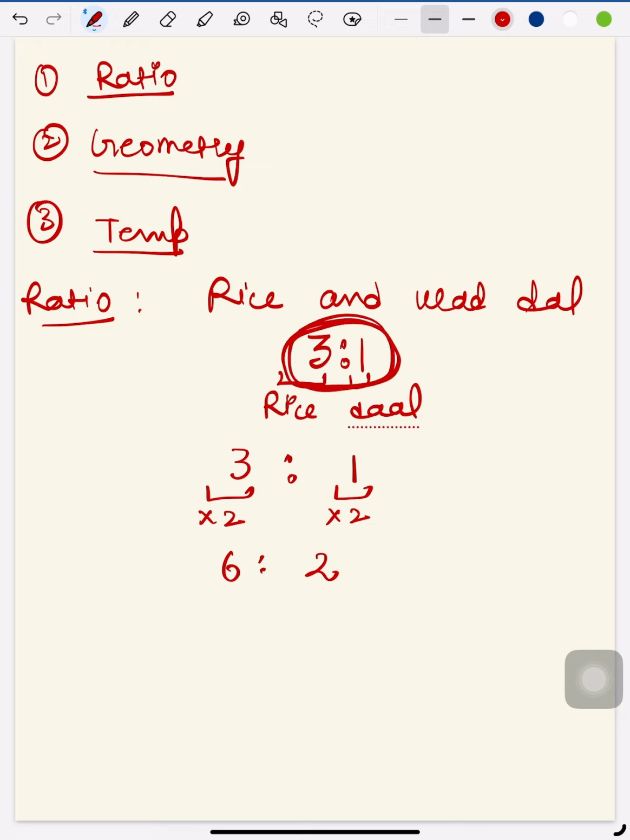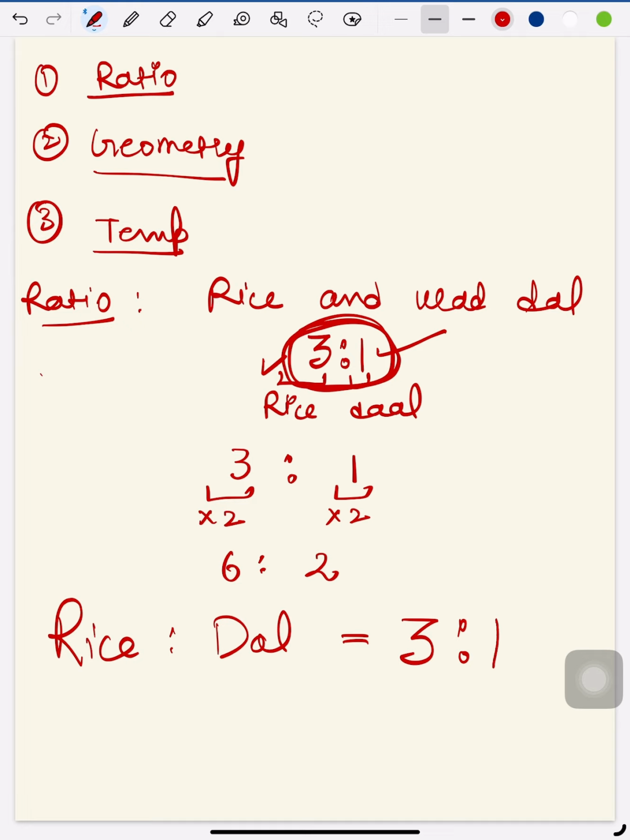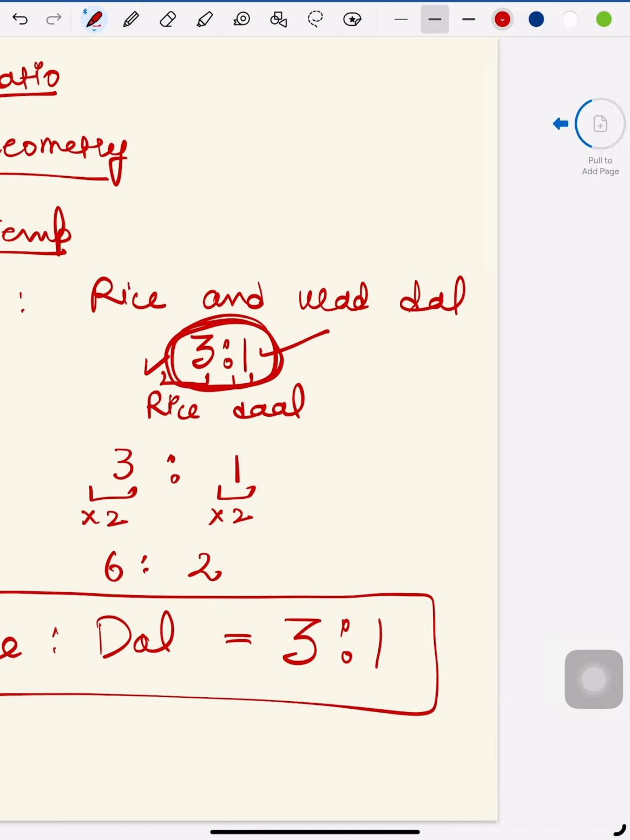So the ratio should be 3:1, 3 bowls of rice and 1 bowl of dal. This should be the ratio. So the rice dal ratio should be 3:1, golden rule. Okay, so this is about the ratio.